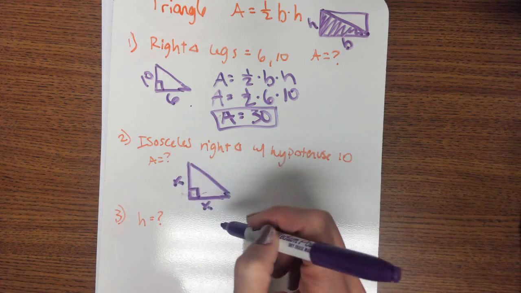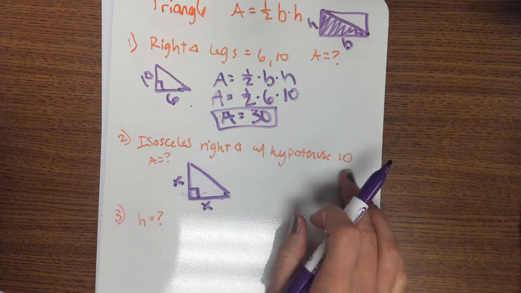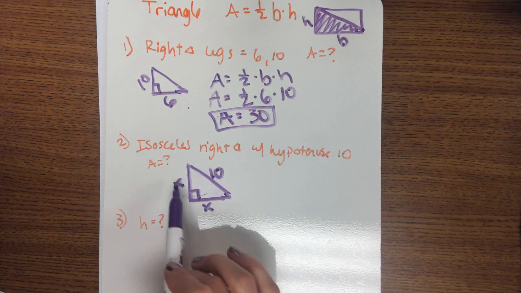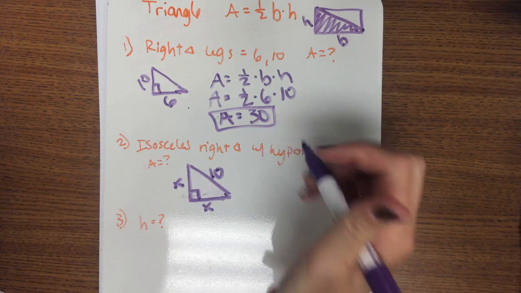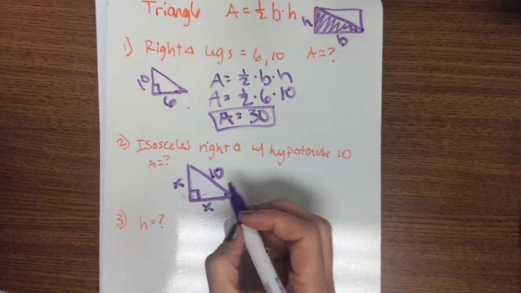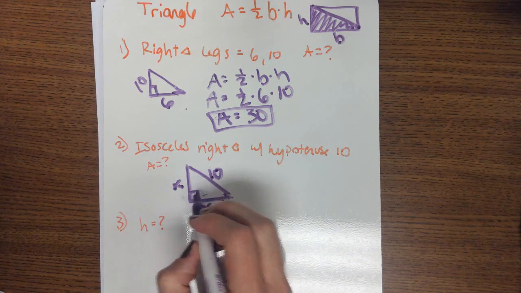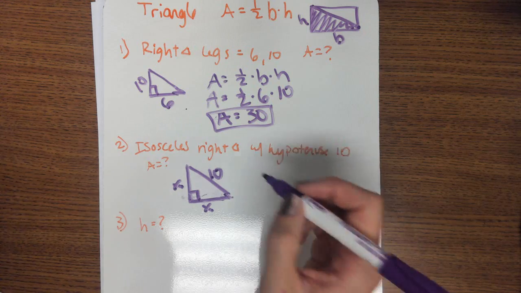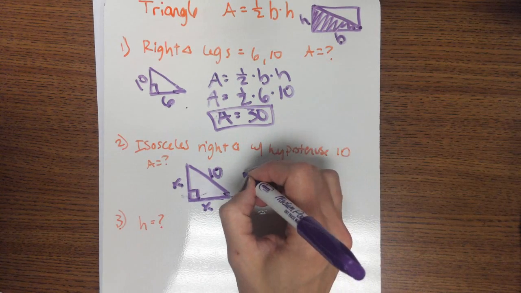So I'm going to make them the same letter, x and x. We have a hypotenuse of 10. So that's going to go there. If it had been a side of 10, that would mean both of these were 10. We want the area. Well, the area is 1/2 base times height. I don't have either the base or the height, but it's the same number. I know that much.